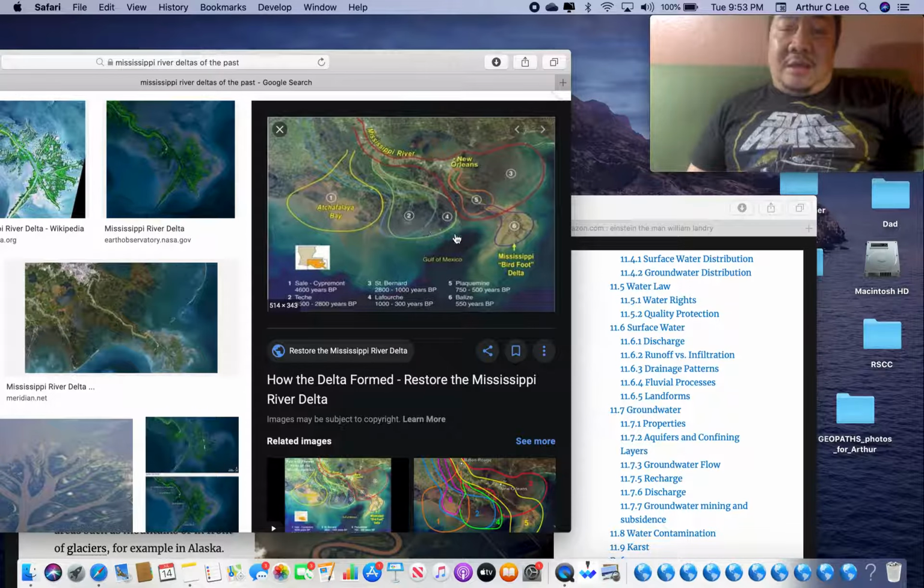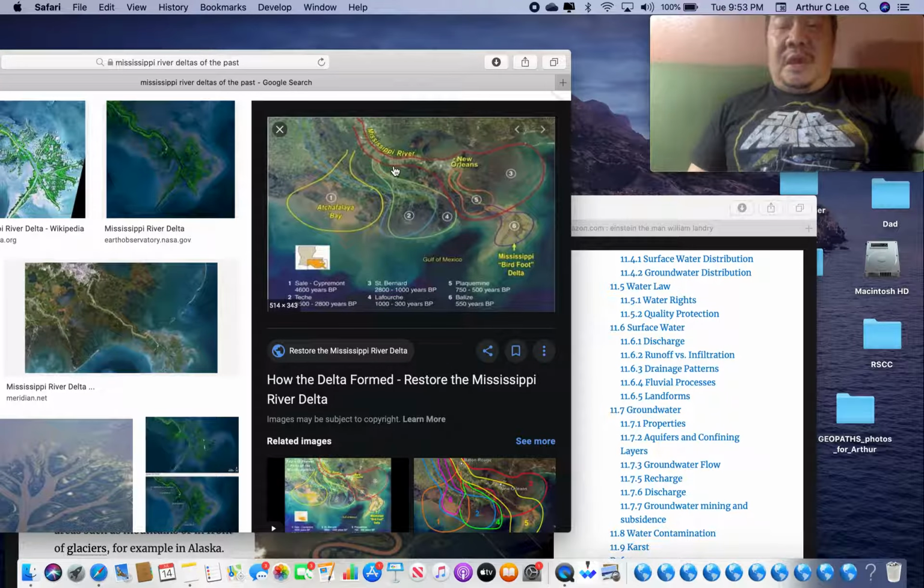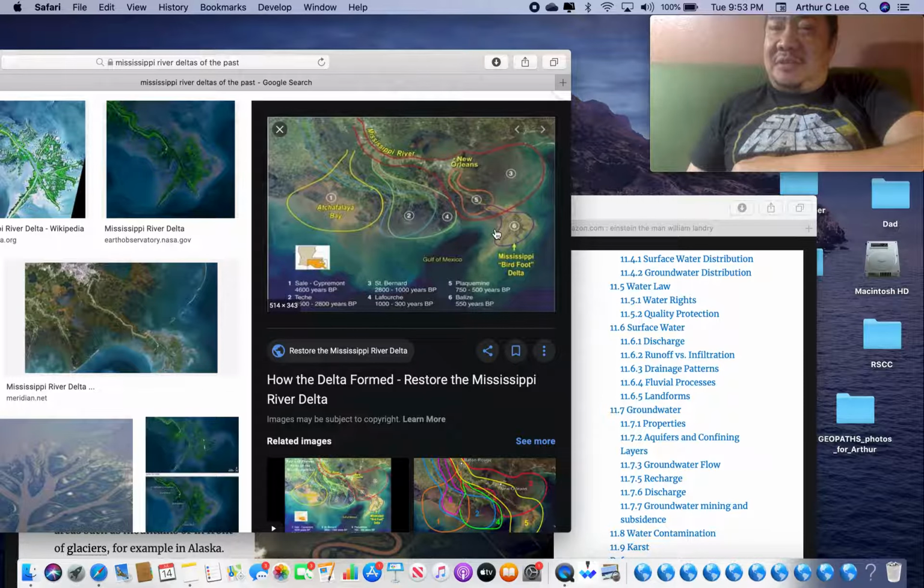So we know that the last place the Mississippi River flowed was here. And before that, I'm sorry, it was here. And then it was over here. And then it was over here. And then it was over here. So what is this showing you? It's showing you that the Mississippi River has changed course 6 times over the last 6,000 years.